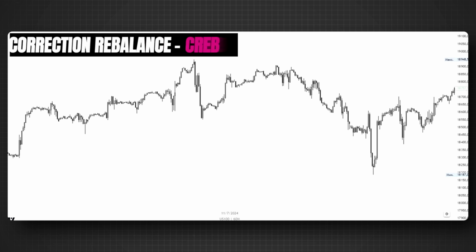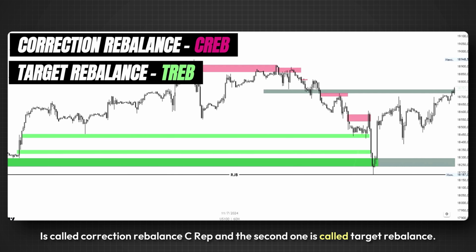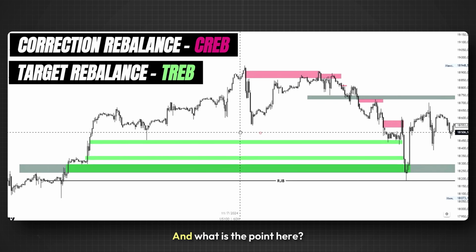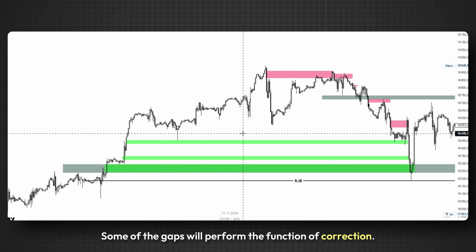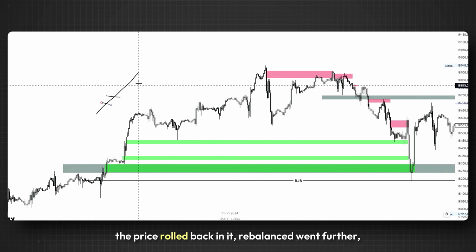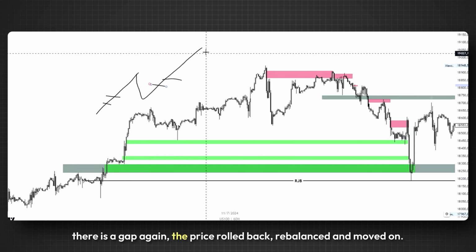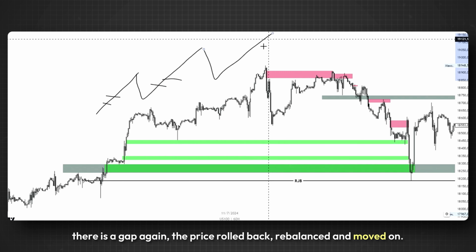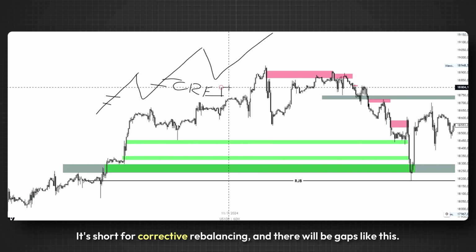The first one is called correction rebalance, C-rep, and the second one is called target rebalance. And what is the point here? The point is the following: some of the gaps will perform the function of correction. That is, they will be in this format: rebalanced, the price went somewhere there, the gap remained, the price rolled back in it, rebalanced, went further, there is a gap again. The price rolled back, rebalanced, and moved on. So this is what would be called a C-rep. It's short for corrective rebalancing.